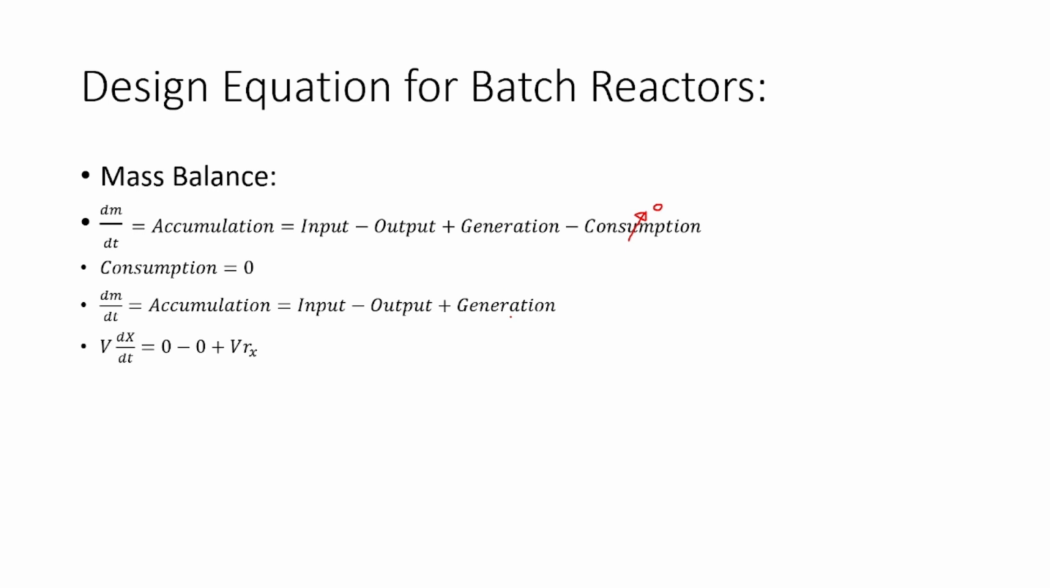Now, dm/dt should be the mass balance, which means we should have an expression of mass. It is written as dm/dt equals V dx/dt. Why V dx/dt? dx/dt is actually a rate, the rate of cell growth, as I have already told you. Its unit is moles per liter per second. If you multiply it with liter, you get moles per second.